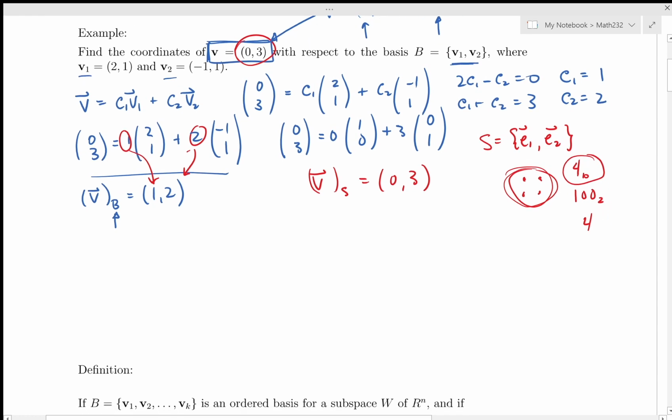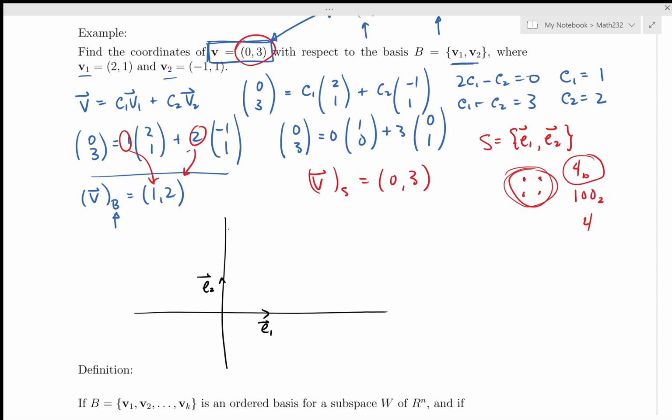Okay, so again, let's just draw a picture of what's going on here. We've got E1 here, and then we've got E2 here. And then we've got this vector v, which we know is 0 of E1 and 3 of E2. So this number right here is 1, 2, and then here's 3 right there. Our vector v is formed by taking no E1s and 3 E2s, so it's right here.